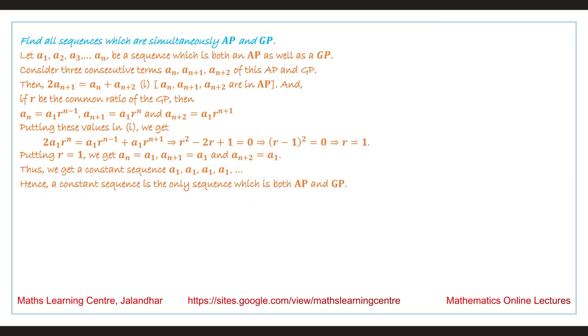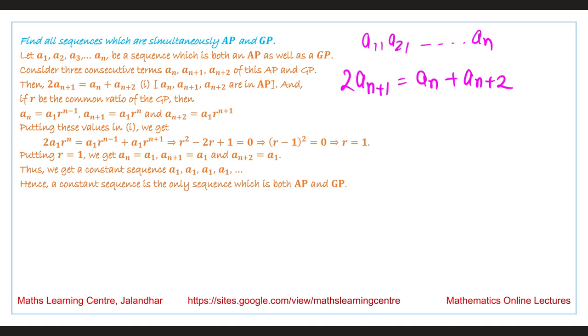Next is: find all sequences which are simultaneously AP and GP. Suppose we are talking about the sequence A1, A2, and so on up to An, and we are saying that this sequence is simultaneously an AP as well as a GP. So if we consider any three terms, then A(n+1) is equal to (An + A(n+2))/2 if it is an AP.